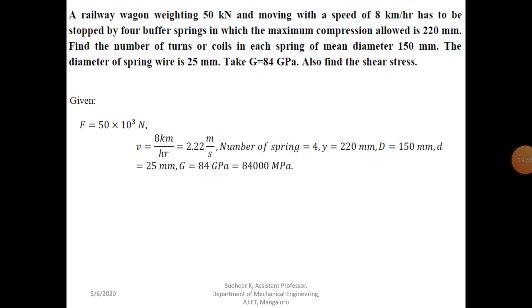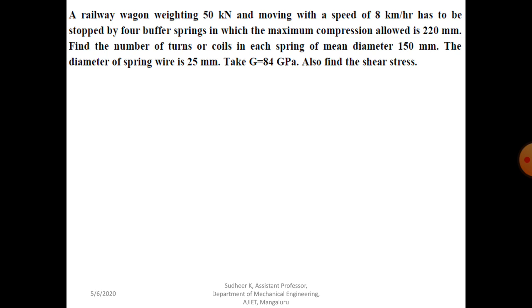Next problem: a railway wagon weighing 50 kilonewton and moving at a speed of 8 kilometer per hour has to be stopped by 4 buffer springs, in which the maximum compression allowed is 220 millimeter. Find the number of turns or coils in each spring of mean diameter 150 millimeter. The diameter of the spring wire is 25 millimeter. Take G equal to 84 GPa. Also find the shear stress. So we have to find the shear stress here.